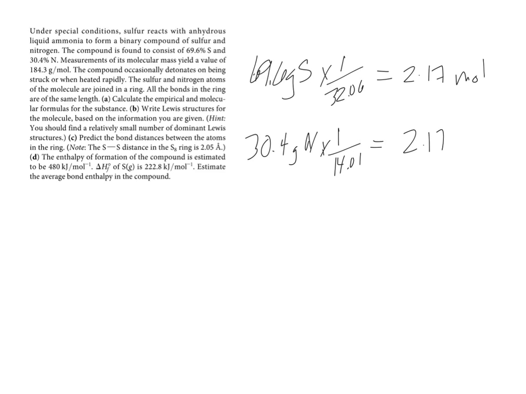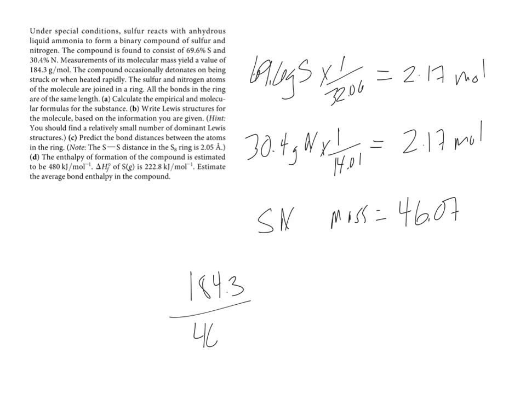So the empirical formula mass, you can calculate that: 32.06 plus 14.01, and you get 46.07. Given in the problem is the molecular formula mass, 184.3, and 184.3 divided by 46.07 gives you about 4. Remember, those are going to be nice whole numbers, and if they're anything but that, go back and check your empirical formula because something went very wrong. And so with that ratio of 4 to 1, we know that it's got to be S4N4.